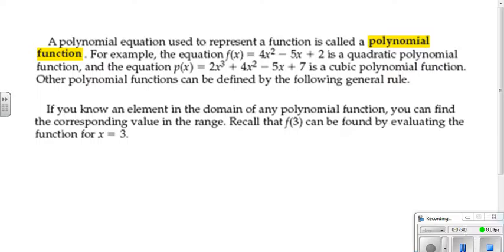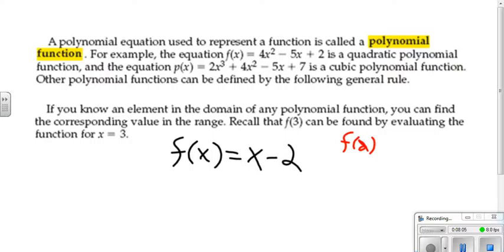If you know an element in the domain of any polynomial function, you can find the corresponding value in the range. So by that we just mean, let's say I had f of x equals x minus 2. So let's say we know that 2 is in the domain, so we want to find f of 2. Well, I just plug 2 in right here. 2 minus 2 would be 0, so f of 2 is 0.